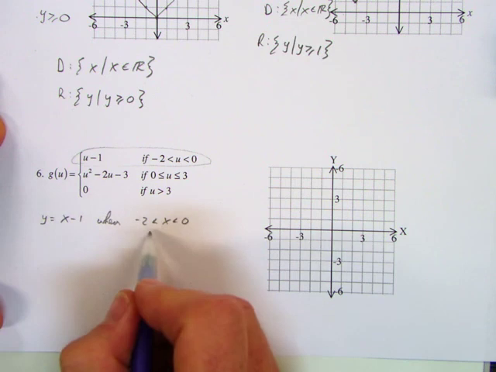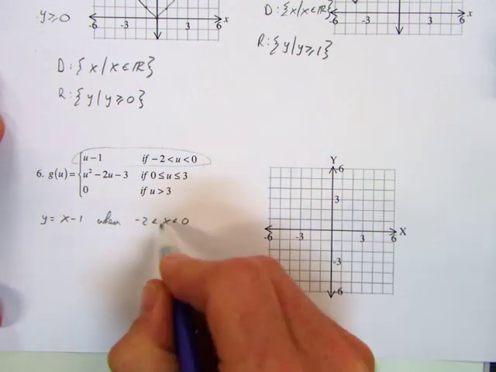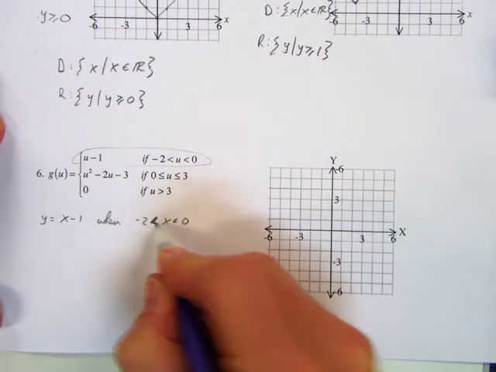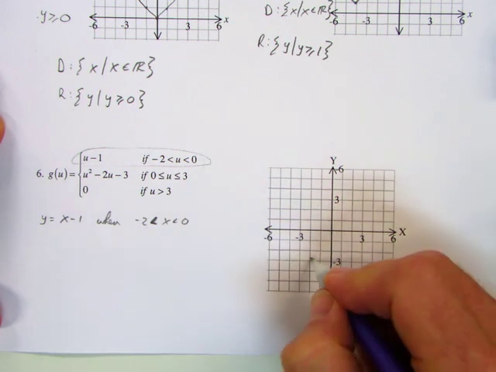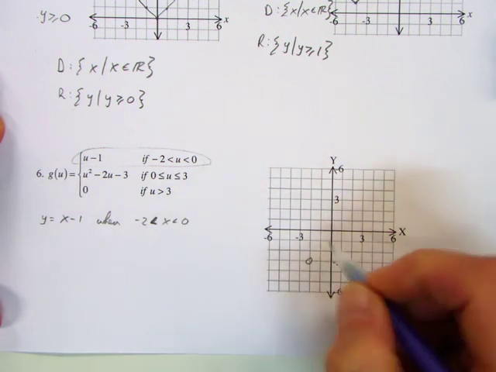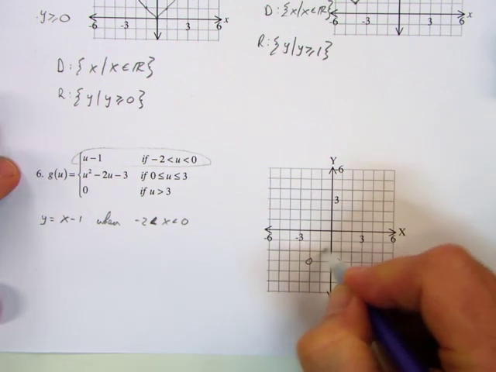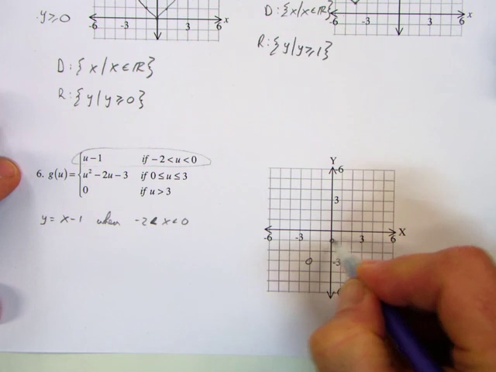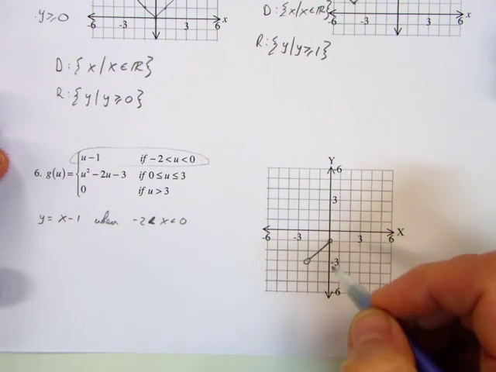We know this is a line. If we plug in negative 2, we'll get negative 3. So negative 2 will go down to negative 3. Now it's not equal to there. It's only strictly, x is strictly greater than that, so we'll put an open circle there. And it goes all the way up to 0, and we know that y-intercept is negative 1. And so we'll have an open circle there, and we'll have to take a look and see what happens in the next piece to see if that changes.